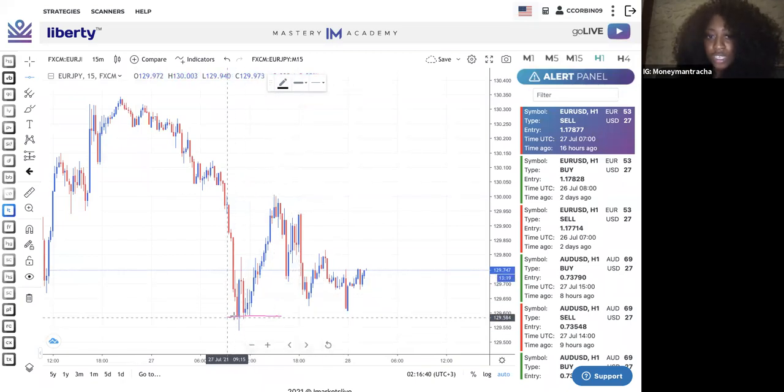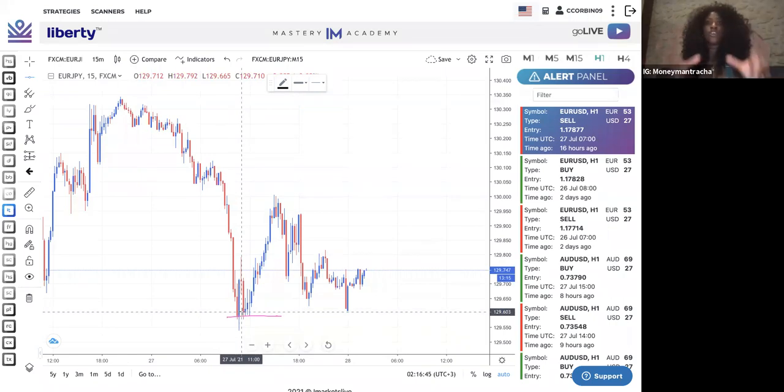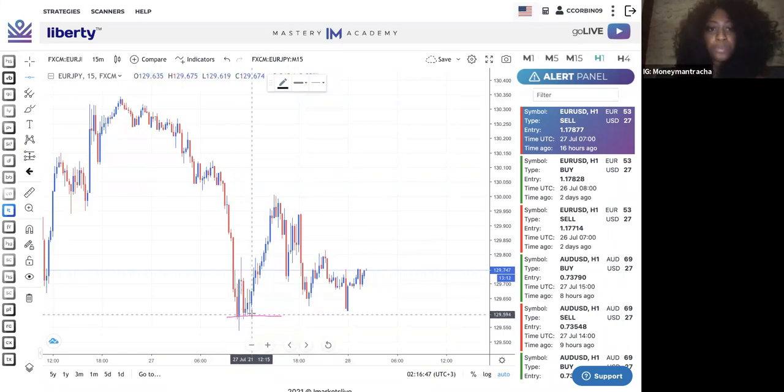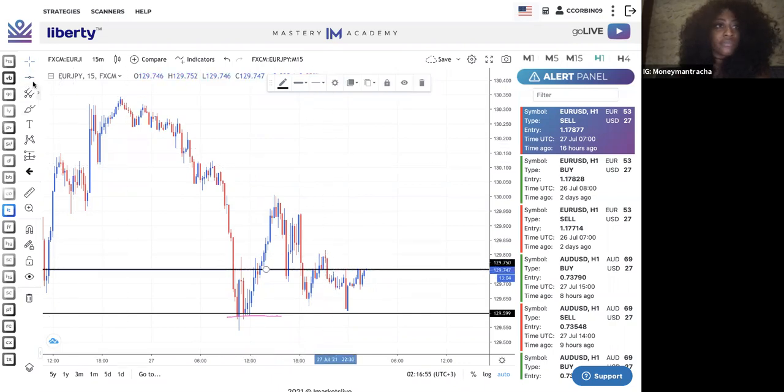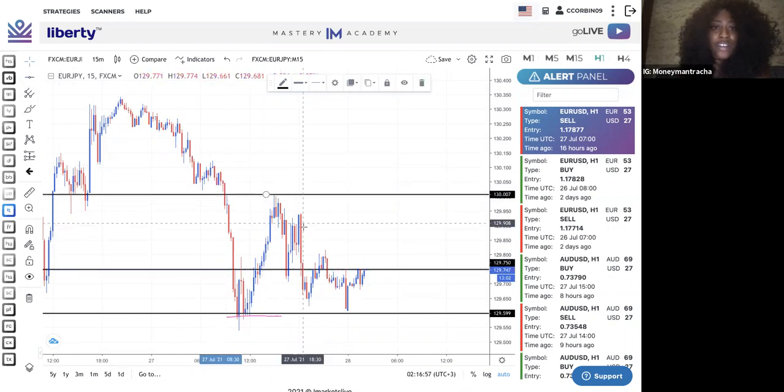When you see collections of wicks like this, or an area of the chart that your eyes are drawn to, that's where you want to put a horizontal line, because wherever you put that line actually becomes your entry point. So I'm just going to put a few of these lines on the chart, on those areas that I highlighted, because I can see this will be a good area to buy. And the price would be 129.599.